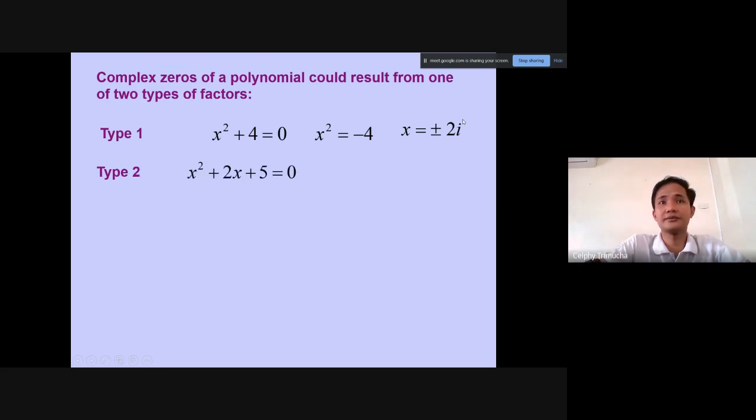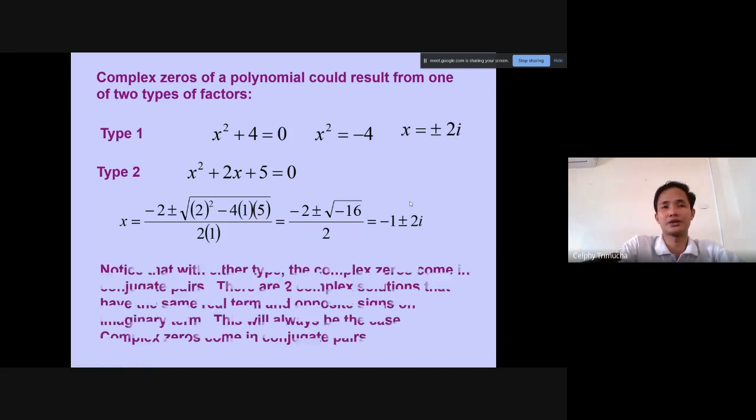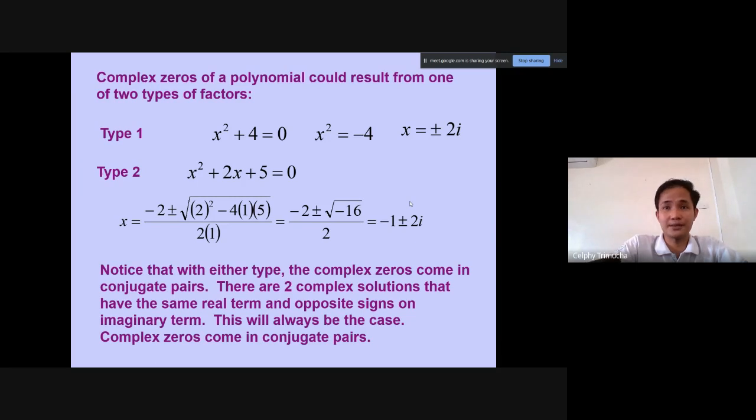Next, another factor is x squared plus 2x plus 5. So we have, using the quadratic formula, we could come up with an answer of negative 1 plus 2i. Or pwede nyo magamit ang concept na gin-introduce ko last time, sa first nato nga session, kung paano kita nag-factor atong ginpahapos nato nga factoring nga equation. So notice that with either type, the complex zeros come in conjugate pairs. So dapat positive, negative dapat ang imong roots for the complex number.